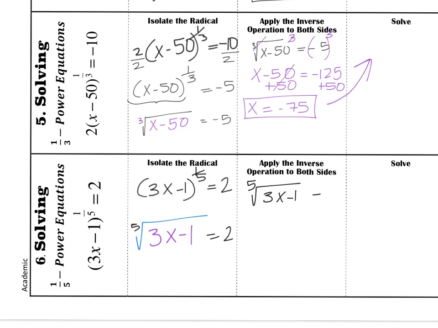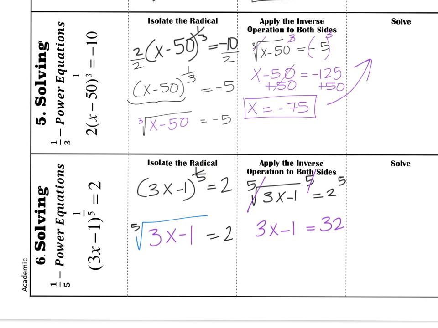And remember what we said before? To do the inverse operation to get rid of the radical, let's look at the index. What's the index? It's 5. So I need to raise both sides to the power 5 to get rid of this radical, because if it's a fifth root, if I raise it to the fifth power, they cancel each other. So I get 3x minus 1 on the left side and 2 to the power 5. Let's do that on the calculator. 2 to the power 5. That's a 32. Okay? So you see that?